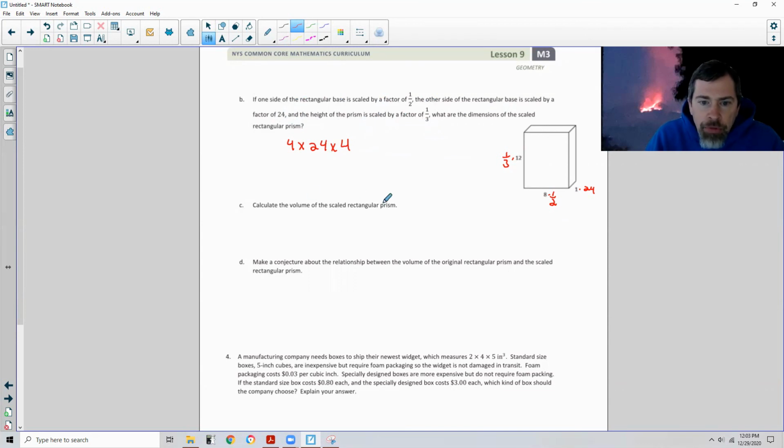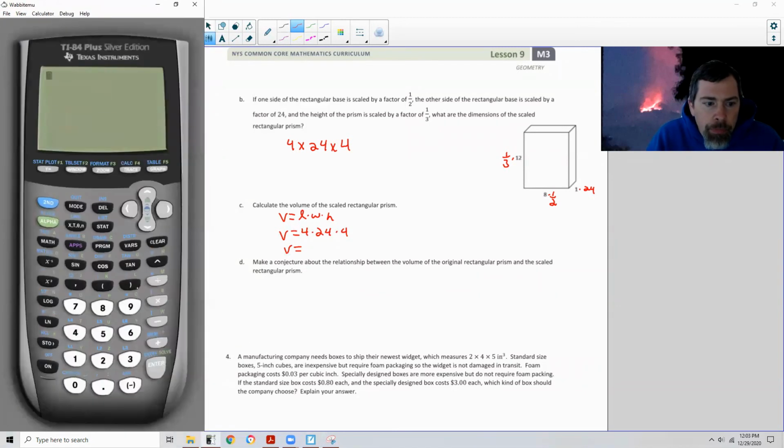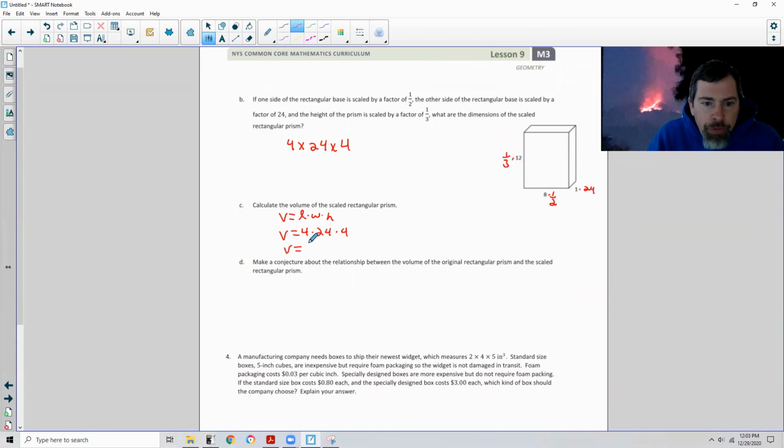Calculate the volume of the scaled rectangular prism. Well, volume equals length times width times height. So the volume is 4 times 24 times 4. 4 times 24 times 4, enter, 384. So 384 units cubed.